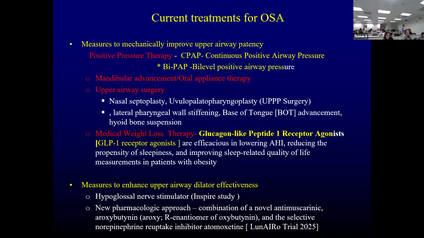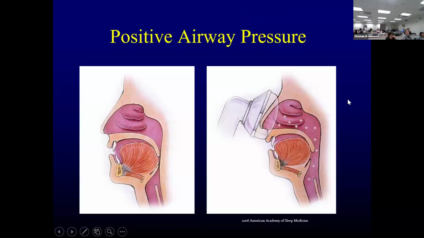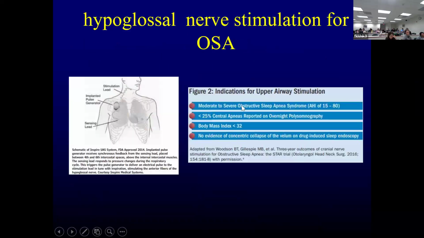Every time the patient starts to take a deep breath in and the airway starts to close, this device gives a stimulation to the genioglossus and it contracts and moves forward. The airway's patency is maintained. So hypoglossal nerve stimulation is another way of looking at it. Make no mistake, positive pressure ventilation is the best treatment. It prevents all complications. Hypoglossal nerve stimulation, we talked about.